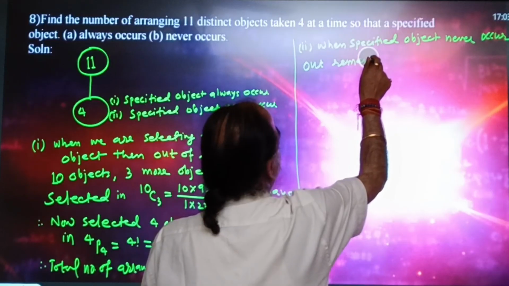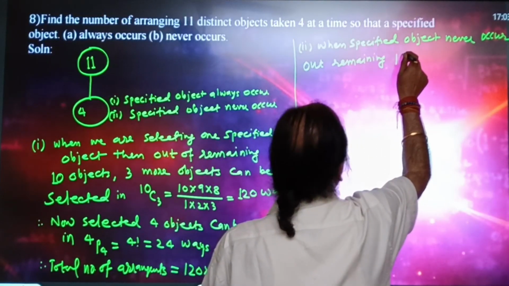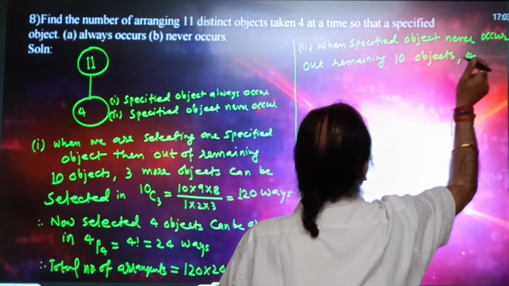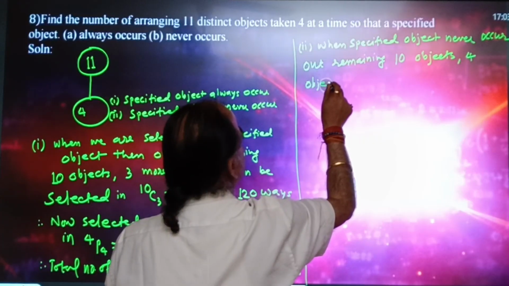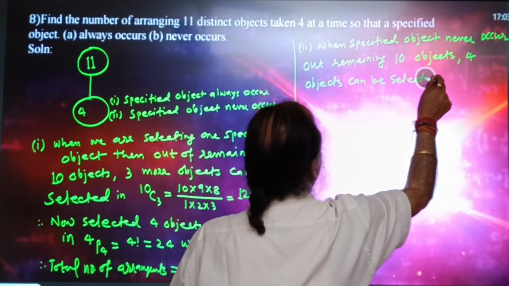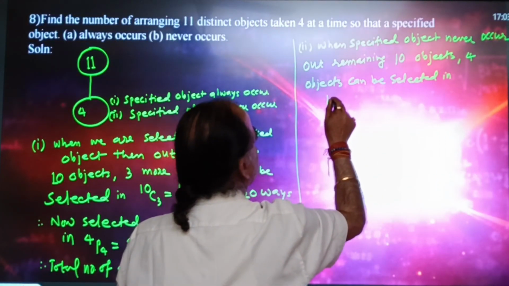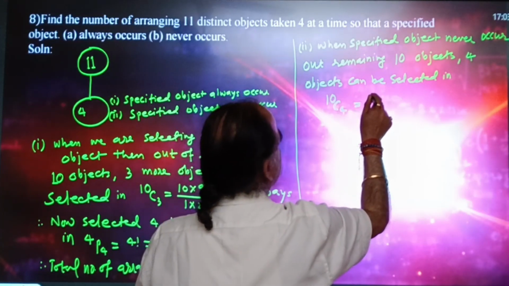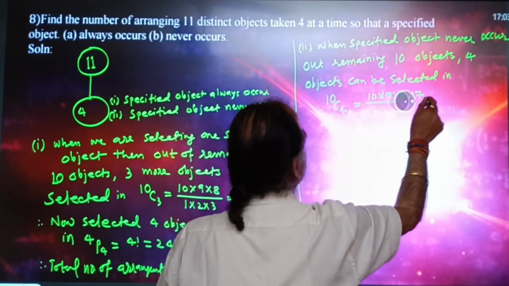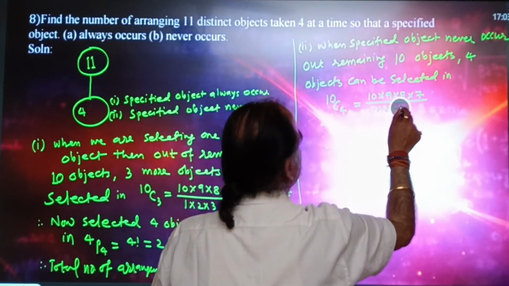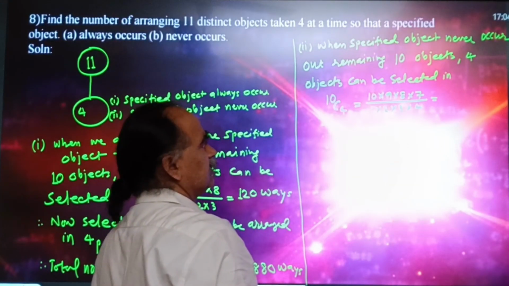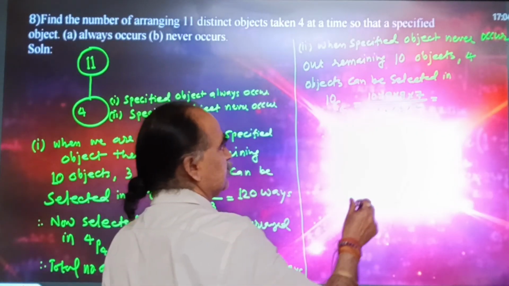Out of remaining 10 objects, 4 objects can be selected in 10C4. 2 4 ja 3, 3 ja, 4 2 ja, it cancels, 3 7 ja 21, 210 ways.